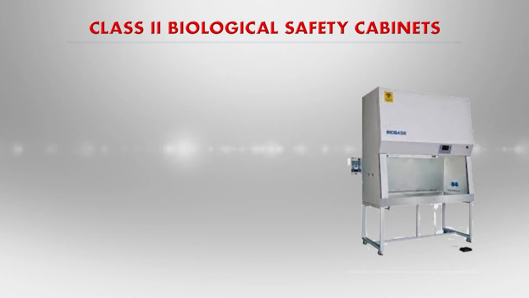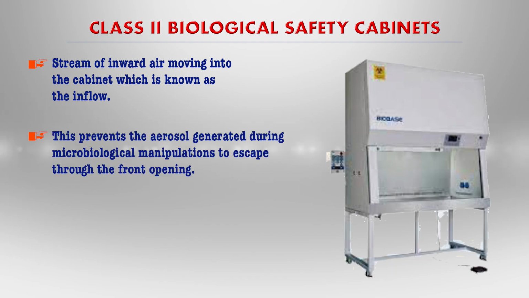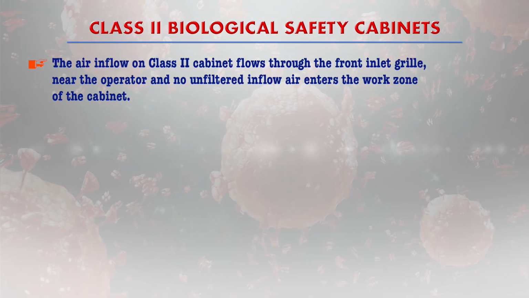Class 2 biological safety cabinets. Now in this, the stream of inward air is moving into the cabinet and this is known as the inflow. In some of the laboratories you would have seen this design of the biological safety cabinets also. Now this inflow will prevent the aerosol generated during the microbiological manipulations from escaping through the front opening. The air in the class 2 cabinet flows through the front inlet grill, which is near the operator, and therefore no unfiltered inflow air enters the work zone of the cabinet.